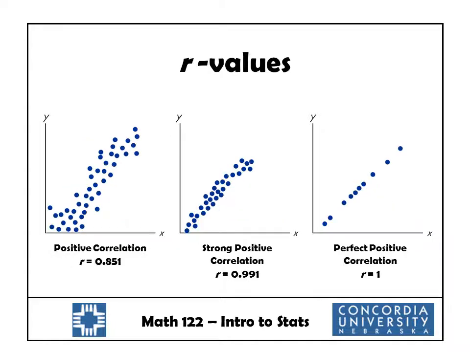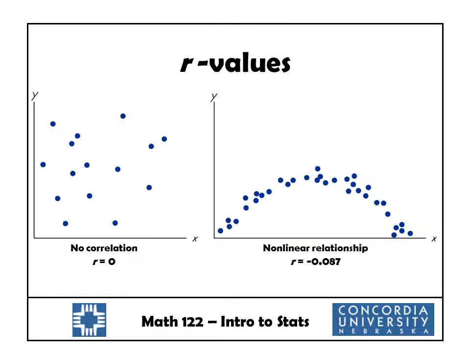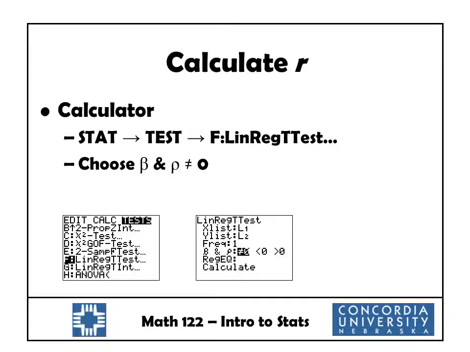If we have a perfect positive correlation, as in the right, the R value would be +1. Strong positive correlation, it would be close to +1. And if we have a weak positive correlation, it would be not as close to +1. In these examples where we have no correlation or a nonlinear relationship, we'd have an R value of 0 or very close to 0. Now the formula for calculating R value is very complicated, so we're not going to talk about it. Instead, we're just going to let the calculator do all the work.